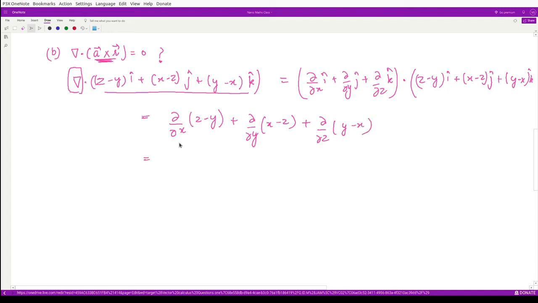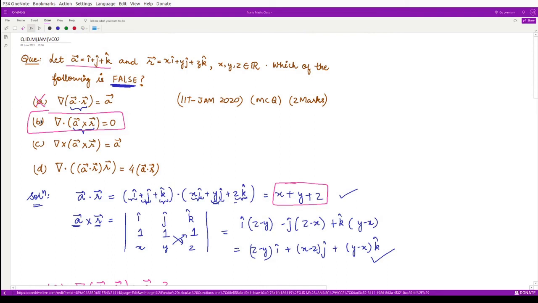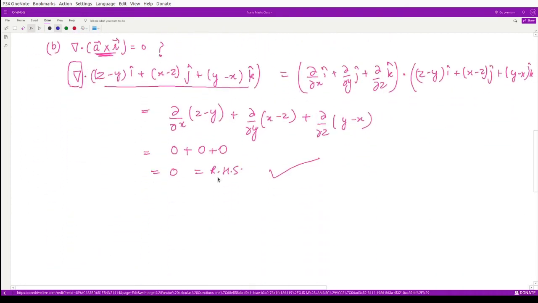So when you take the dot product, you get 0 plus 0 plus 0. So this is equal to 0. So obviously this is equal to the right hand side. So this is also correct, so this is also not the correct option. So we have ruled out option A and option B. So let's see option C. For option C, we are to calculate del cross A cross R is equal to vector A, whether this is true or not. So we are to check.